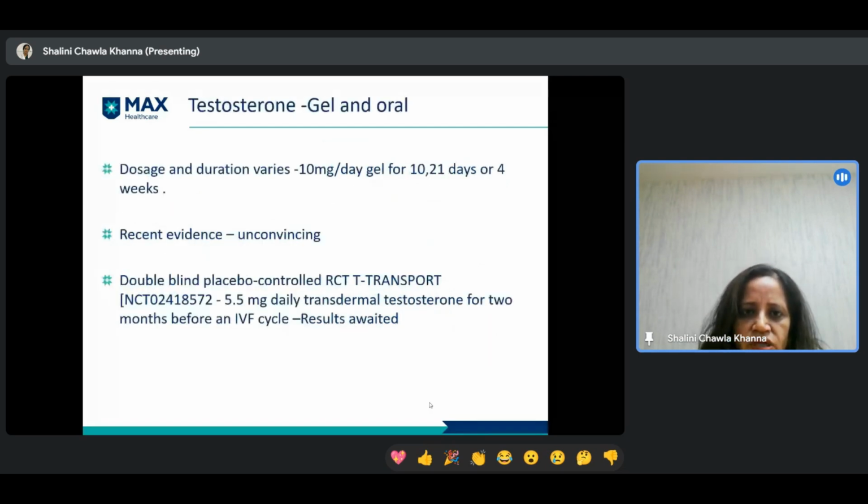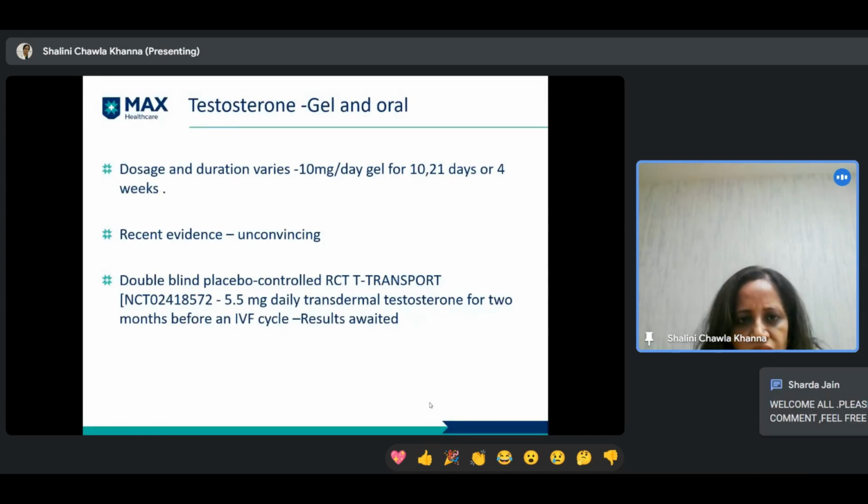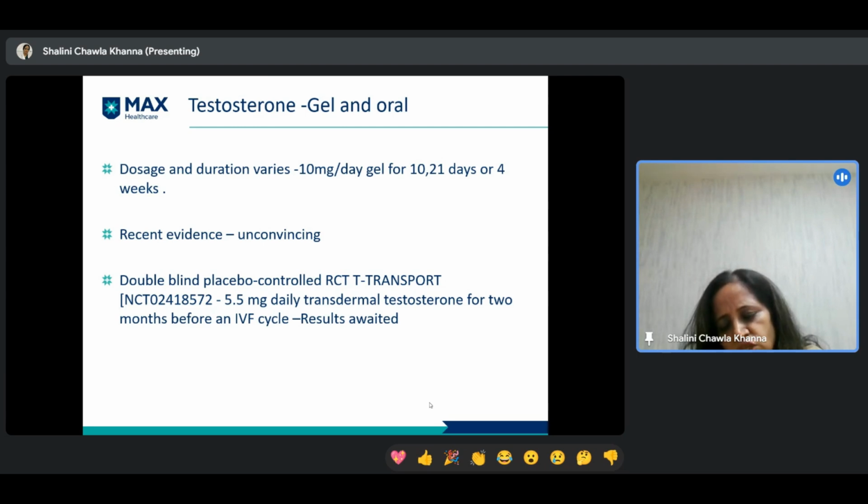Again, the testosterone either comes as a gel or it comes as an oral. The dose and duration vary. It can be 10 milligram per day for the gel. There are variations in the dosage. Every author has used these gels for different days and different amounts. So they either use it for 10, 21 or 4 weeks. So the recent evidence is unconvincing.